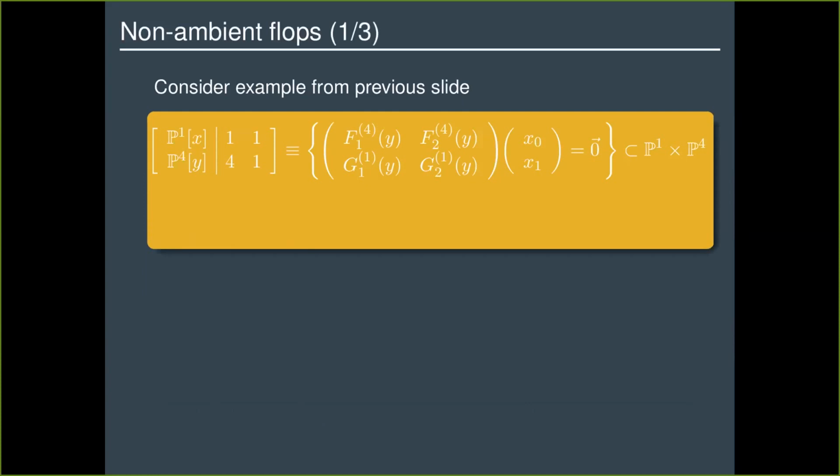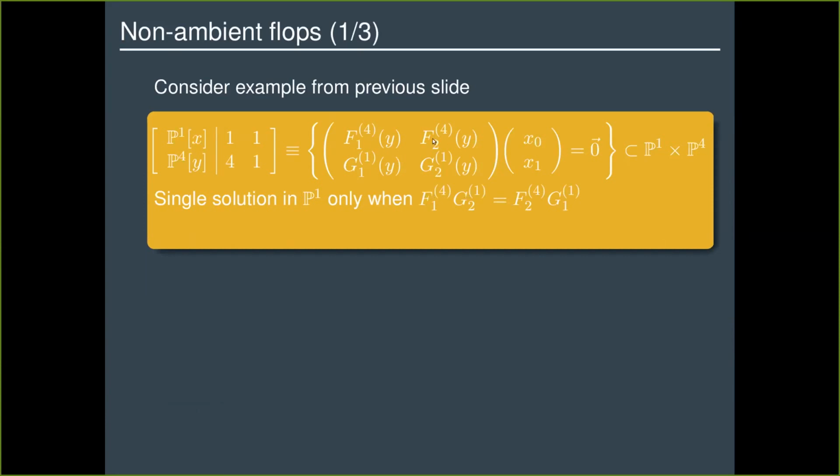So now I can talk about non-ambient flops, now that we covered the Atiyah flop and CICYs. So here's this example from the previous slide. I chose to rewrite the equation in a little bit of a different way, where it's a matrix equation. This just gives back the two equations I had before. But it's easier to see here that you only have a single solution in P1.